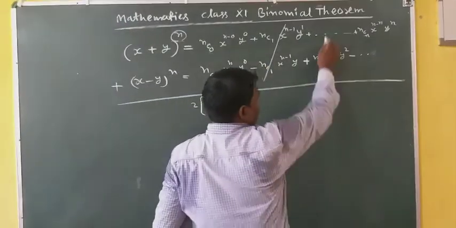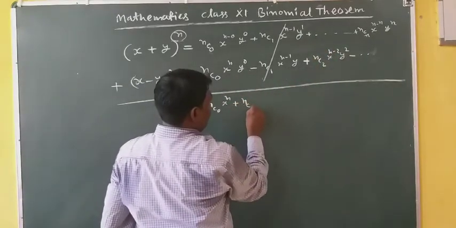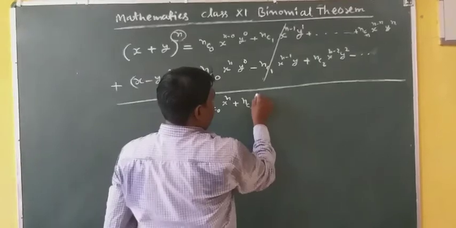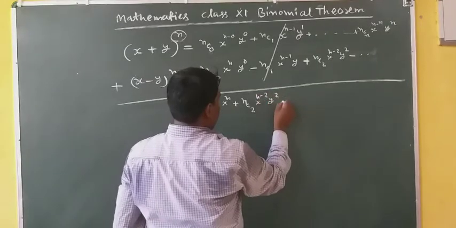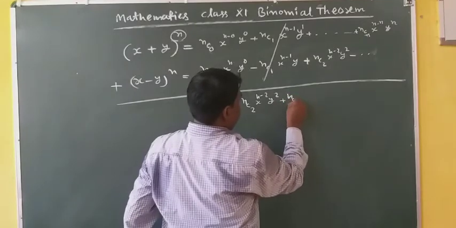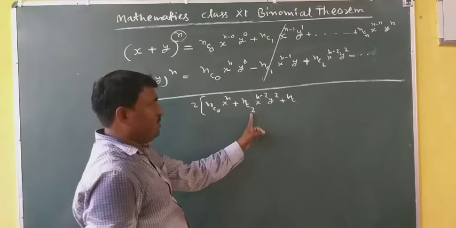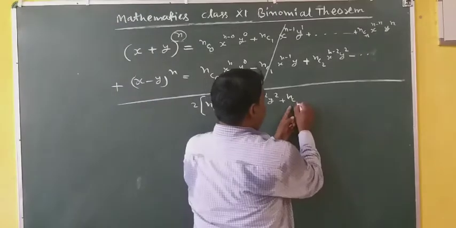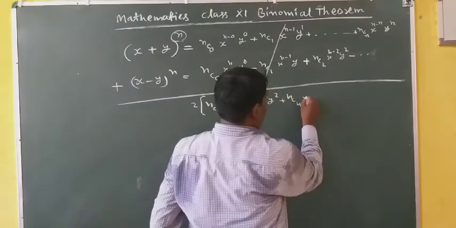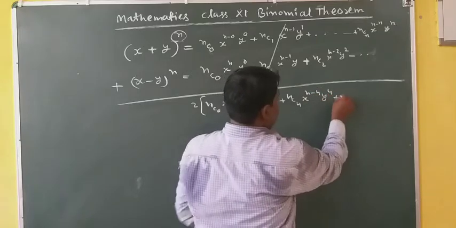Here, this third place term will be added. So nC2 x power n minus 2 y square. Similarly, plus nC4, here 0 and 1 are absent, 2 is present, so 3 will be absent, 4 will be present. x power n minus 4 y power 4, plus and so on.